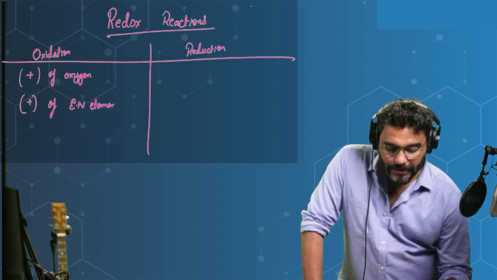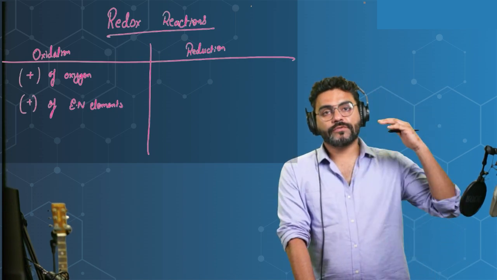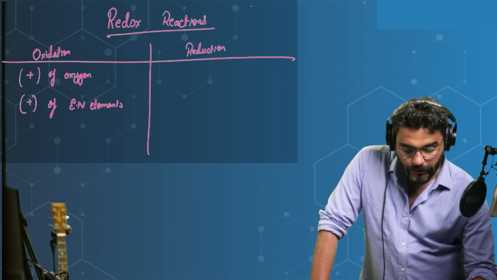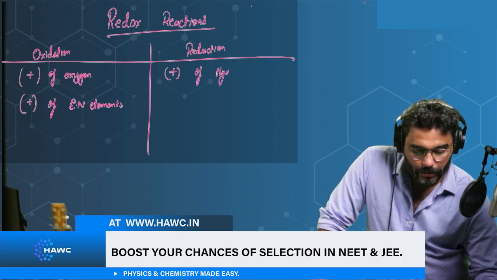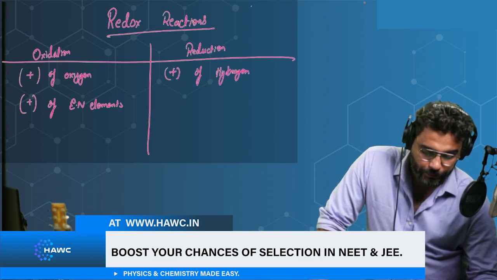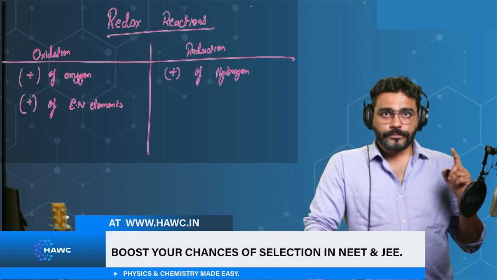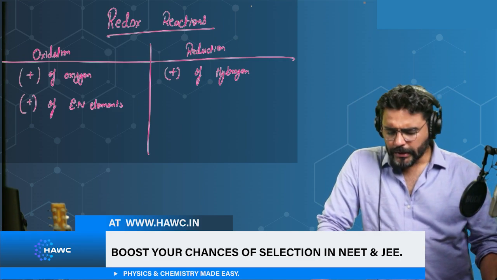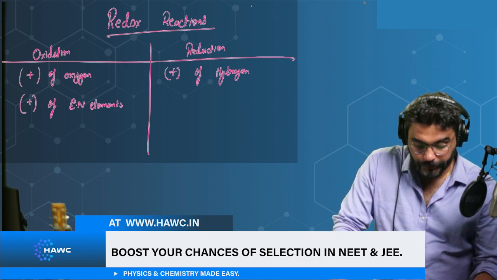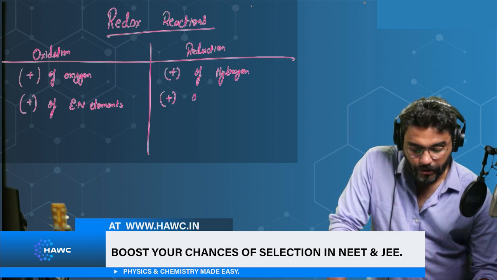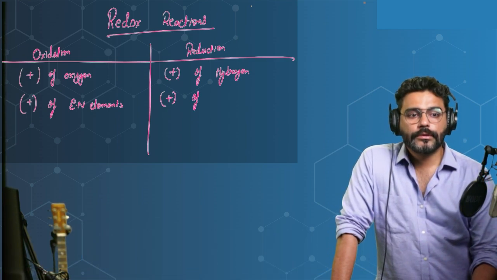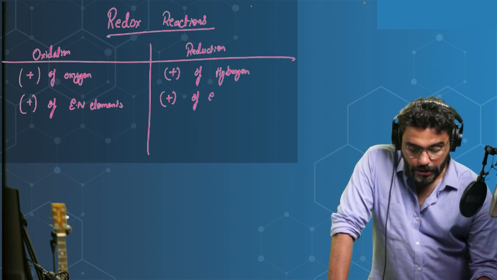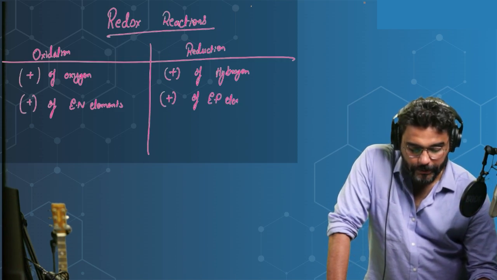In terms of addition, we had a definition for reduction, which was addition of hydrogen. Hydrogen is present in the S block or P block? S block. So addition of an S block element, is it a social worker or a dacoit? Social worker, an electropositive element. So reduction was addition of electropositive elements.